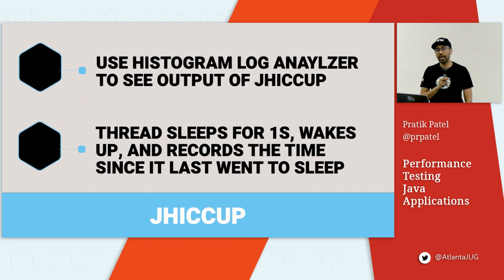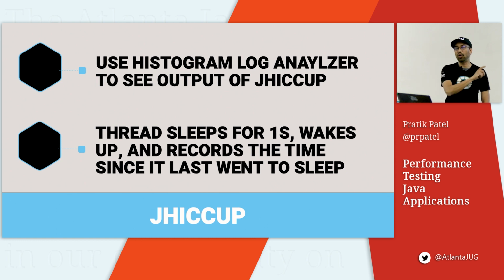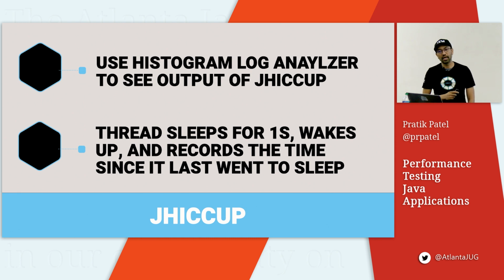What we do is we use the output that it produces, and we use a histogram log analyzer to see the output. That's where you remember that chart where I was showing the P99 with the curve? It came from JHiccup, actually. And the way that it works, and the 1 second is not right, but just for explanation purposes, a thread sleeps for a second, wakes up, and records the last time since it went to sleep. And it just logs that timestamp. That's all it does.